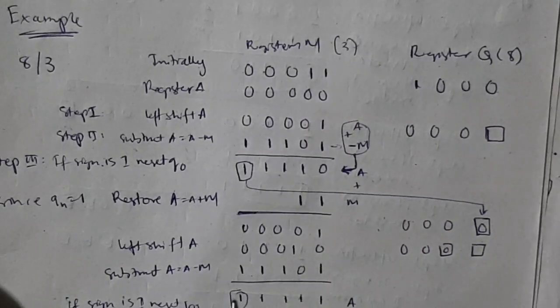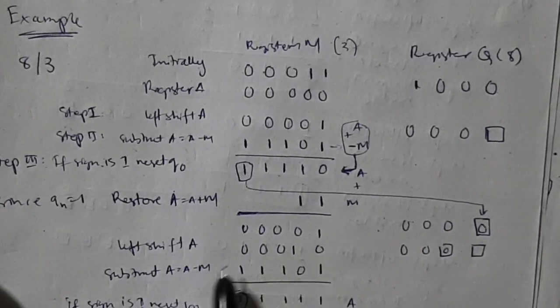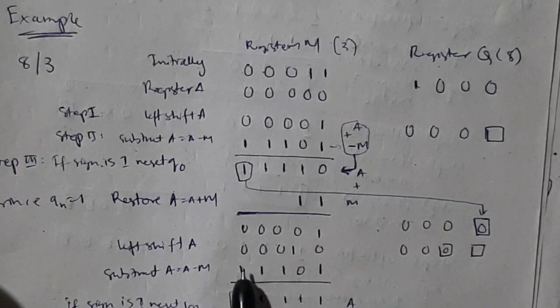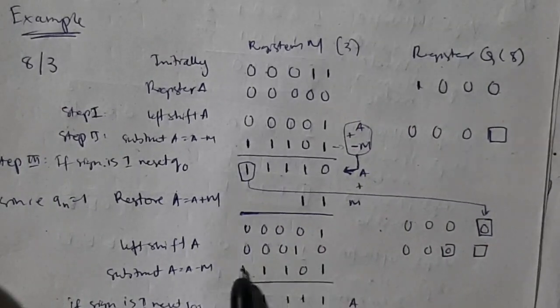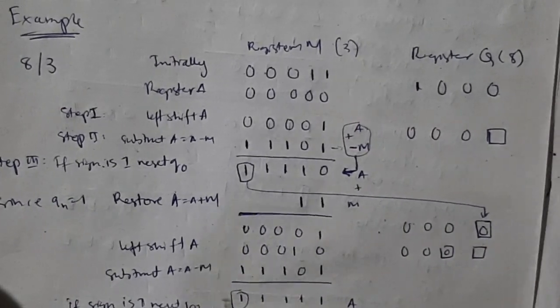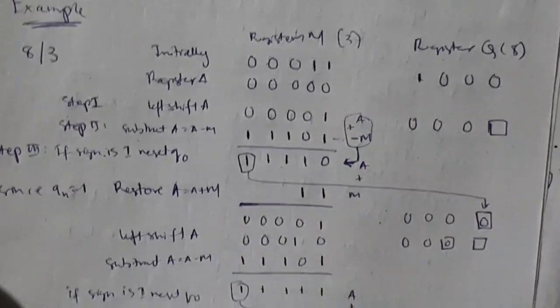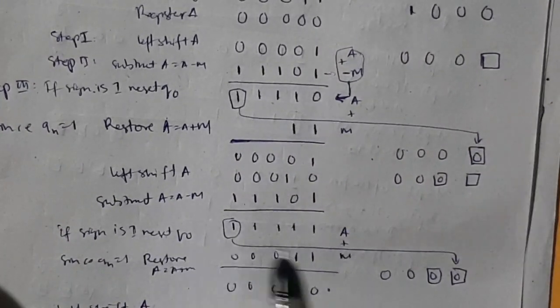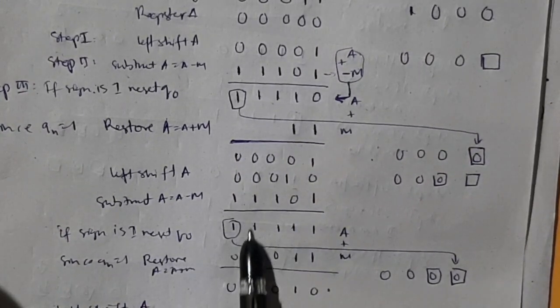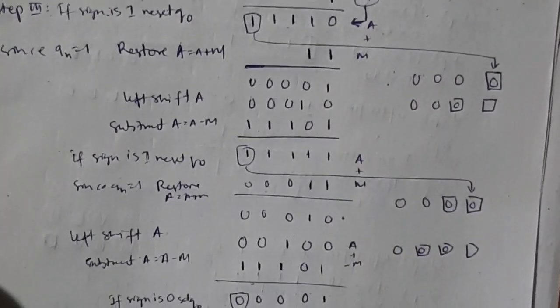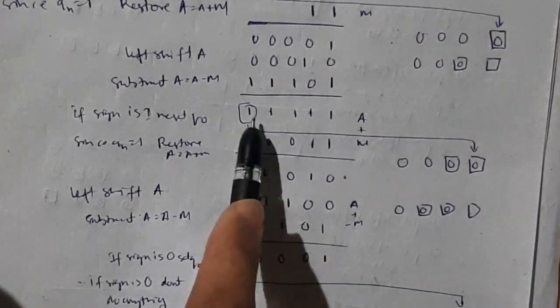After subtraction, you need to write A equals A minus M. So this one was A, which you got, and write minus M here and add both. You will get one thing. Then again, if the sign is 1 here, you need to make the empty space 0. Like that only, the same you need to do. But sometimes if the sign is 0 here, like how you are getting 1 here, right?